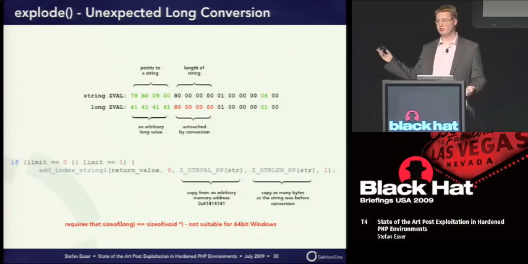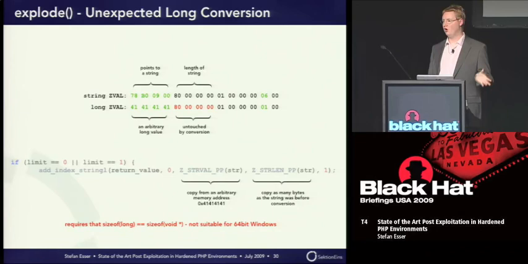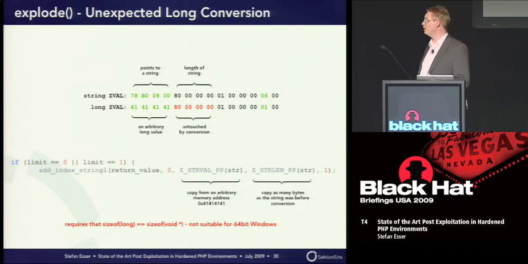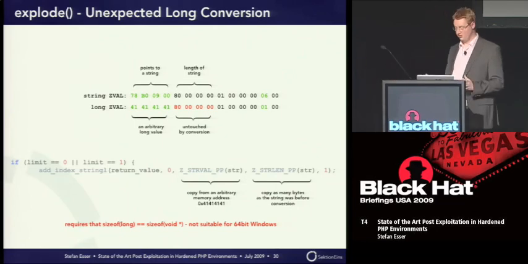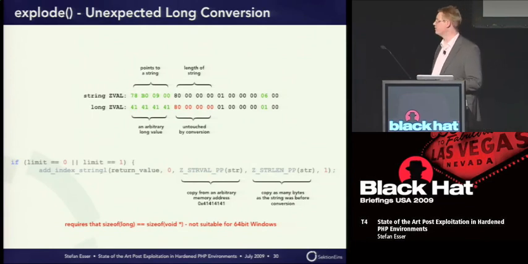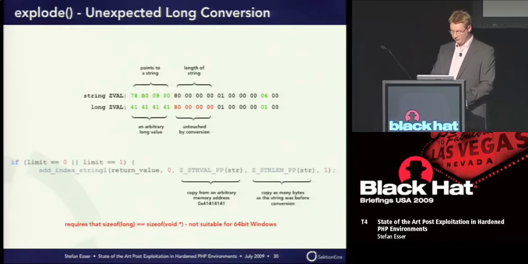The only limitation here is that this will not work on Windows Vista 64-bit, because the size of a long and the size of a pointer are different. I will not show how to exploit Windows Vista 64-bit today, but by just modification and using the leaks in a better way, you can also exploit this there. But it's a little bit more complicated, so I will not show this today.